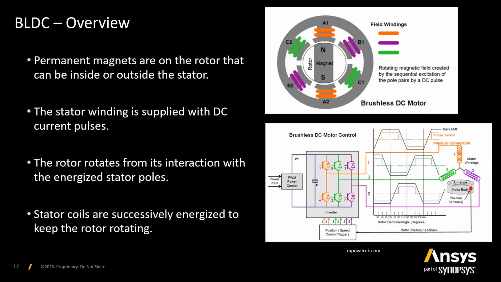Otherwise, the permanent magnets in this machine are obviously placed on the rotor, and the rotor can be either an inner or an outer rotor. Our application, as mentioned, is an outer rotor topology. The stator winding is applied with DC current pulses, and the rotor field will interact with the energized poles. Basically, we'll have a stator field and a rotor field, and their interaction will generate torque.